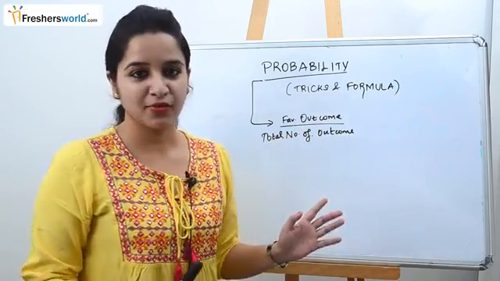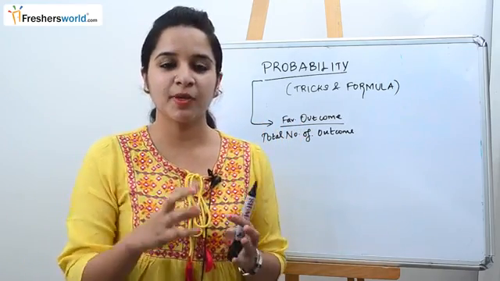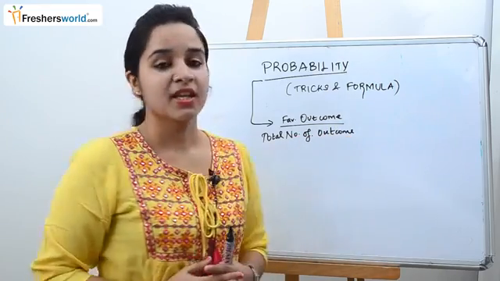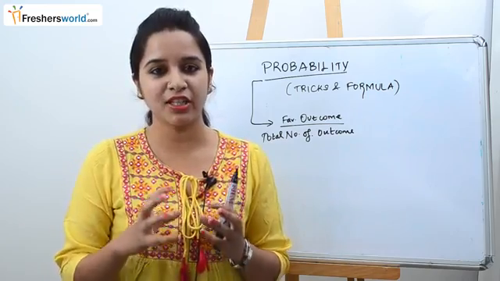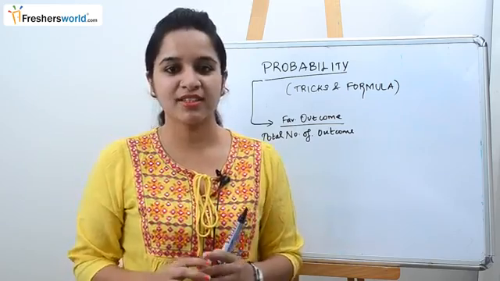So this is the basic formula. The numerator has the favorable outcome, depending upon the question that you've been asked, divided by the total number of outcomes. There are 6 basic tricks and formulas one must definitely know to crack any sums that you face in an exam. So let's get started.